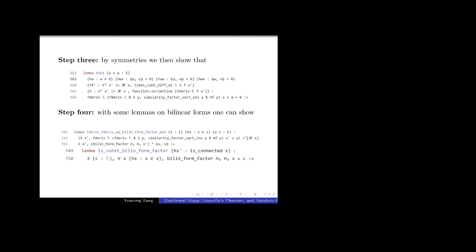And then with some lemmas on bilinear forms, I'm going to show that this second differential is actually equal to some differentiable real function times the inner product of u and v. And then by differentiating this equation again, we show that there exists some constant such that this bilinear form factor is actually a constant on the open set on which our function f is conformal.